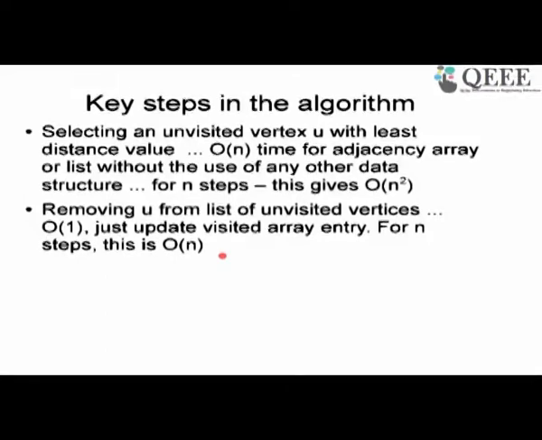Second step, I have to remove U from the list of unvisited vertices. Removing U from the list of unvisited vertices is not difficult. It can be just an order 1 operation. So for n steps, this could be order n. Because if you are keeping visited[i] equal to 0 or visited[i] equal to 1, removing U from the list of unvisited vertices is just marking U as visited. So I just have to set visited[U] equal to 1. So that's a single step, a constant time operation. That's why order 1. And since I have to do it n times for n nodes, therefore order n.